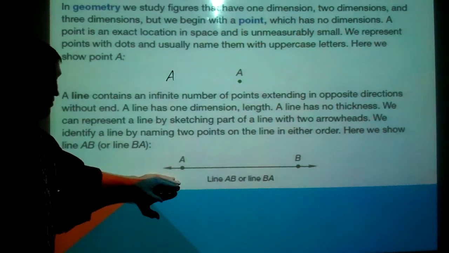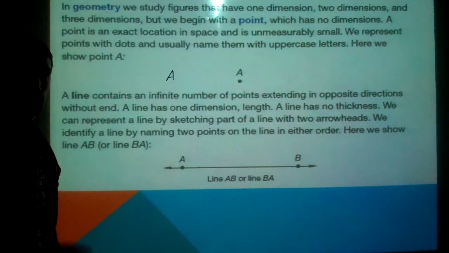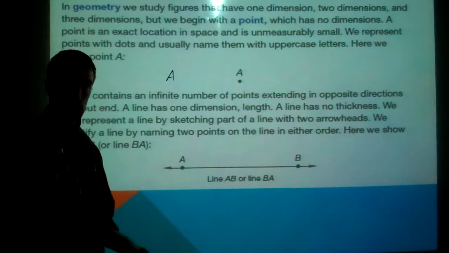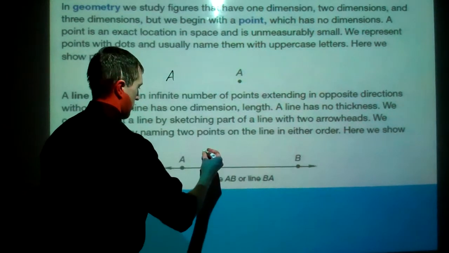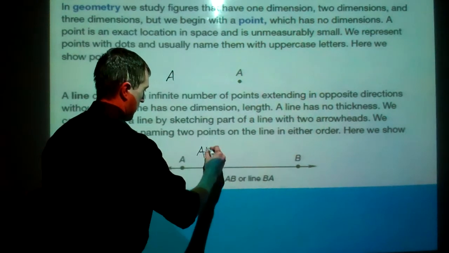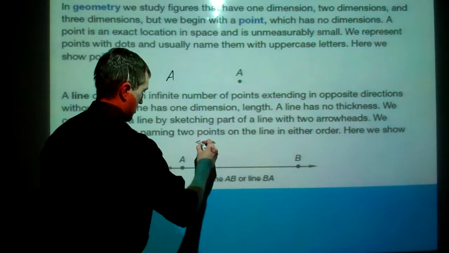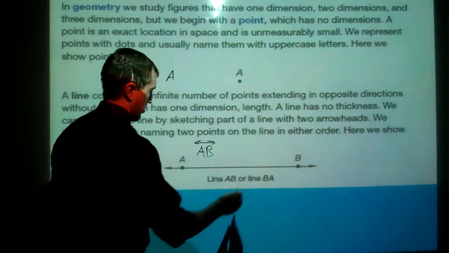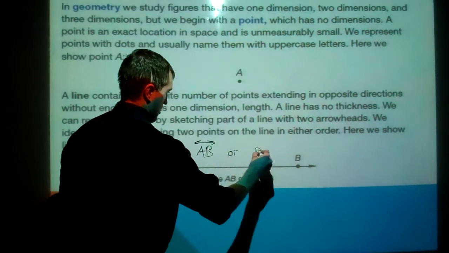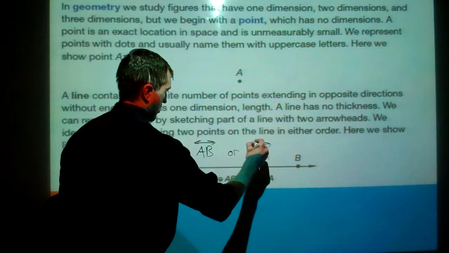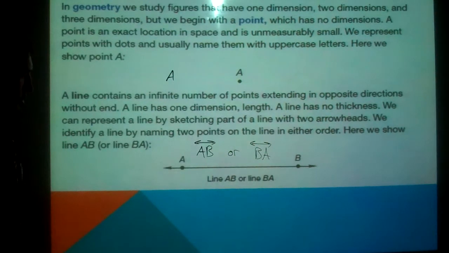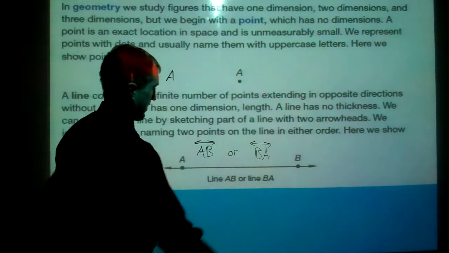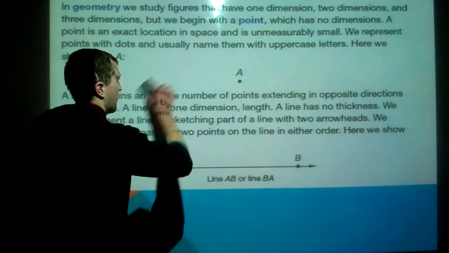Now we have a line here, line AB. We have 2 different symbols that we can use for that, or shortcuts as I like to call them. Line AB or line BA. That could be AB with little arrows above it, or BA with arrows above it. Either one will work, and the little arrows show you that it's a line that goes on forever.